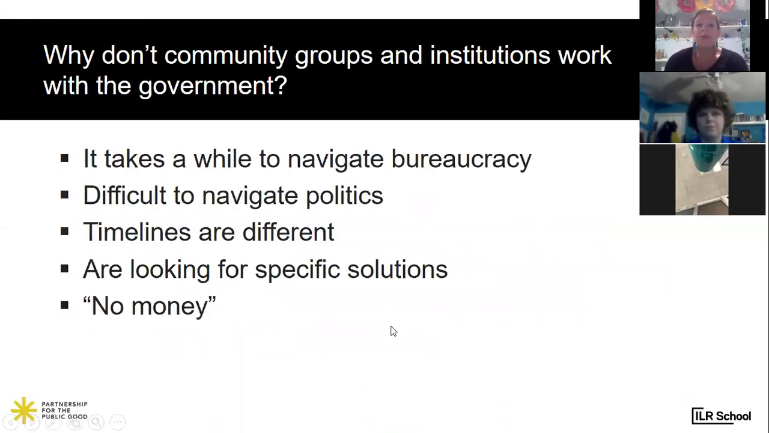And why don't community groups and institutions always work with government? I used to have "no one trusts the government" on this slide, but some people got really offended. So it just takes a while to navigate bureaucracy. I think I heard a couple people talk about some of the government documents that they have been reading through and how long they are, and the legalese and the different type of language that's used in them necessarily.